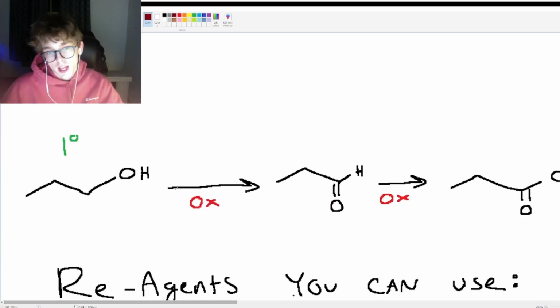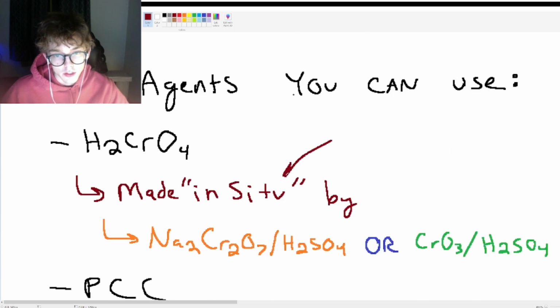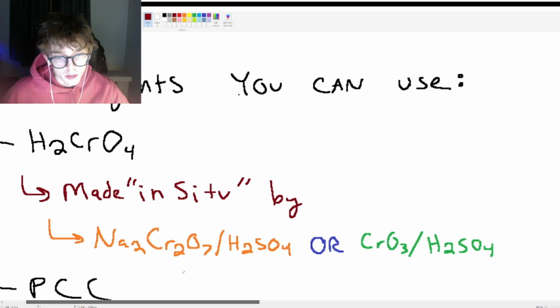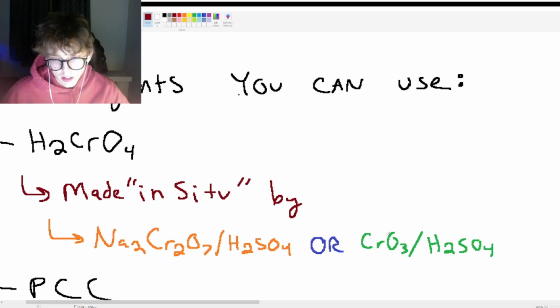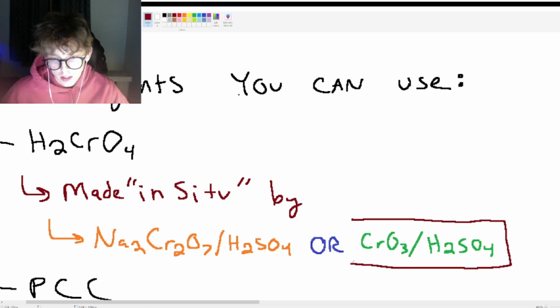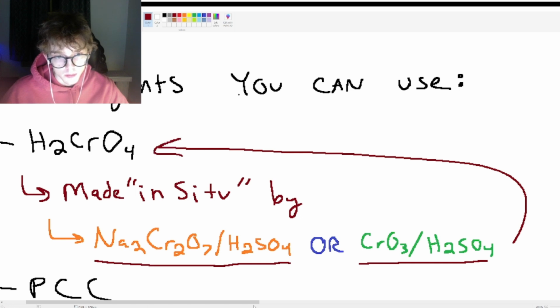All right, so for the reagents that can do these oxidizing steps, you have a couple. We have chromic acid. That's this reagent here. And we don't just have it in the lab. You need to make it in situ, which means make it in the reaction vessel itself. So you can do that through these reagents here: Na2Cr2O7 with sulfuric acid, or CrO3 and sulfuric acid. So either of these will give you this in situ.